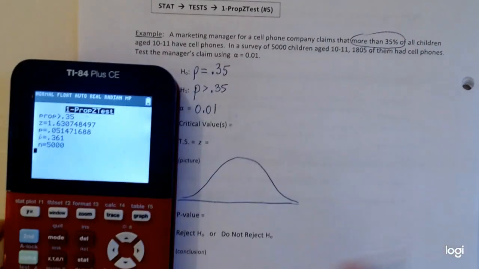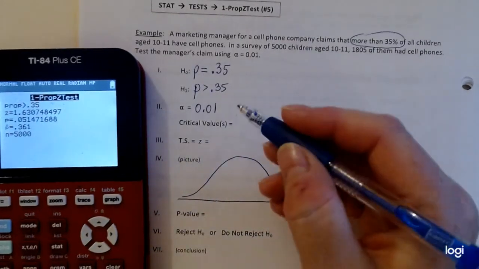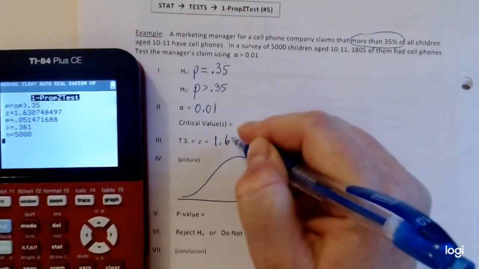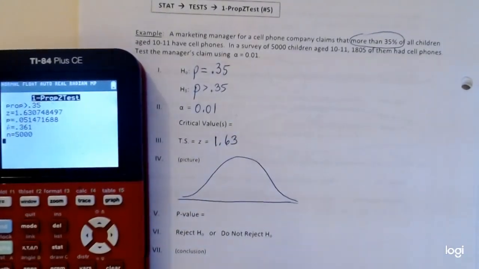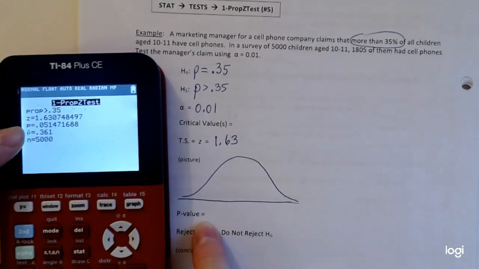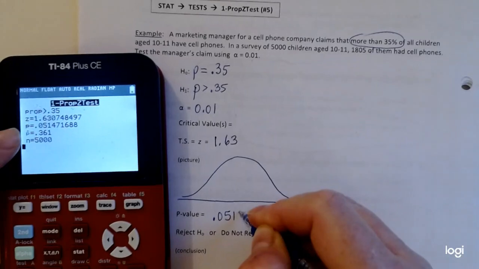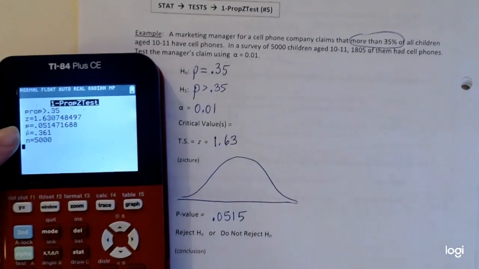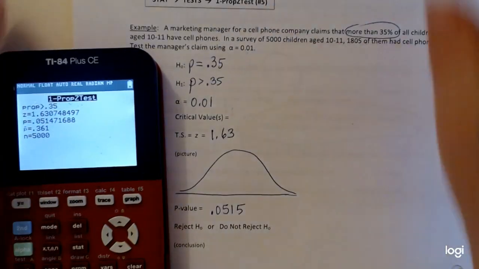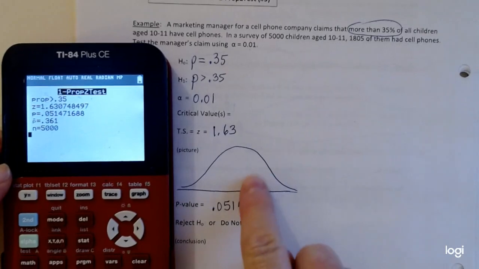Notice that it gives us the test statistic, which is Z. So the test statistic is 1.63. And the p-value is right here. So p equals 0.0515. When we round to 4 places, it's a probability, so we would round that way. And before we look at our decision, we're going to go back and look at the graph.